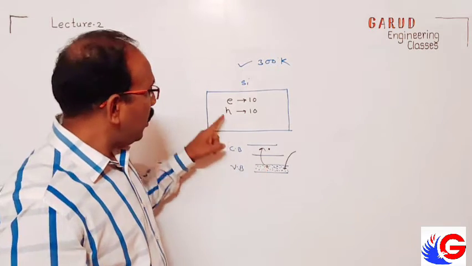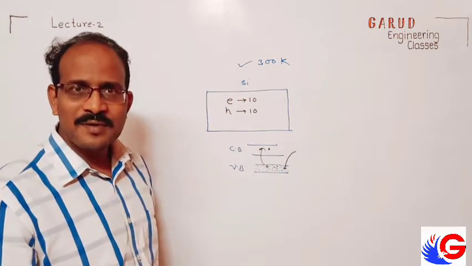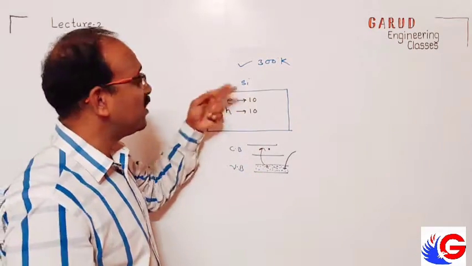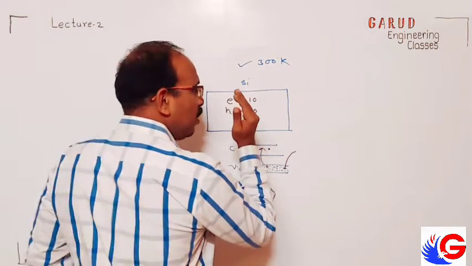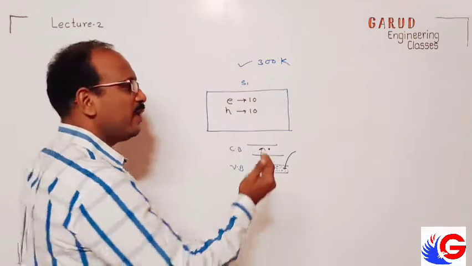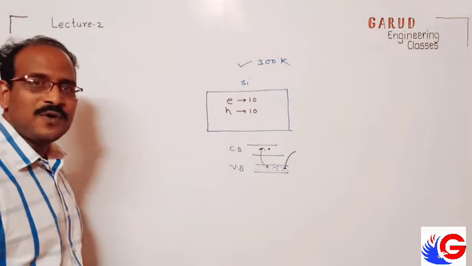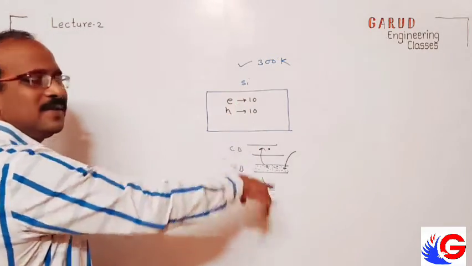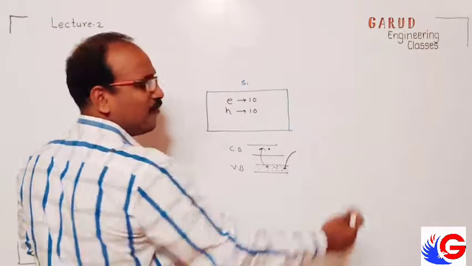Correct? In this silicon, there are a total of 20 charge carriers. Half of them are electrons and half are holes. Positive charge is balanced by negative charge. Okay? Now you tell me what type of carriers are majority carriers here and what type are minority carriers in silicon. So the answer is no. There is no majority, no minority. Because 10-10, equal, neutral. This silicon is neutral.